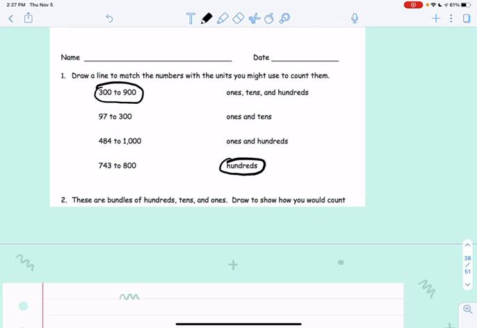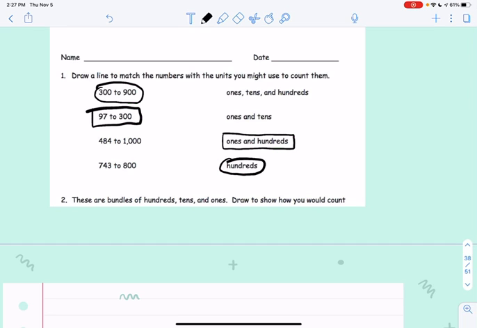97 to 300. Condition 1, count by ones. We need to do that to get to 100. Now my question is, do we need to do condition 2? No, because we're already at 100. So condition 2 is satisfied without even having to use tens. Oops, I'm going to use a square this time. So we only need ones and hundreds for this one.